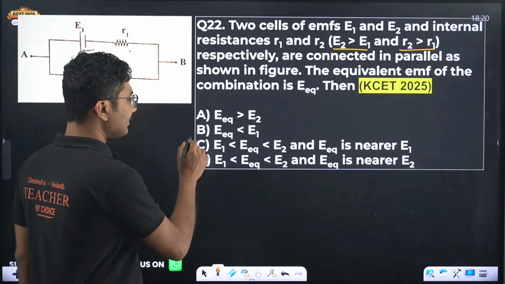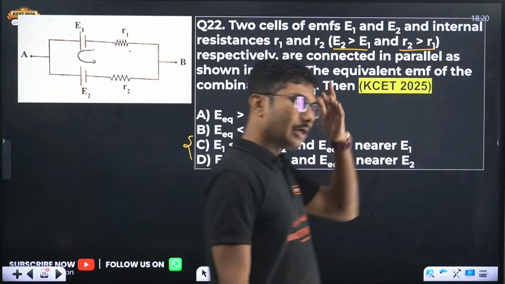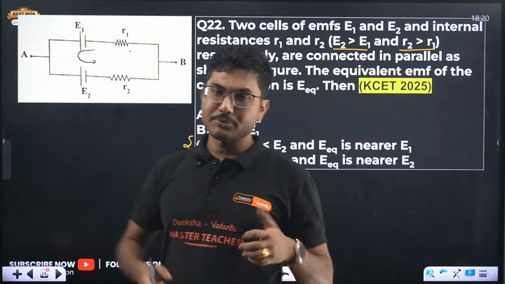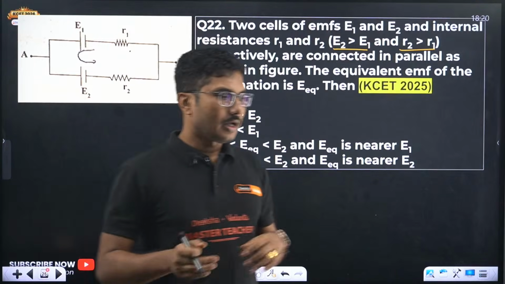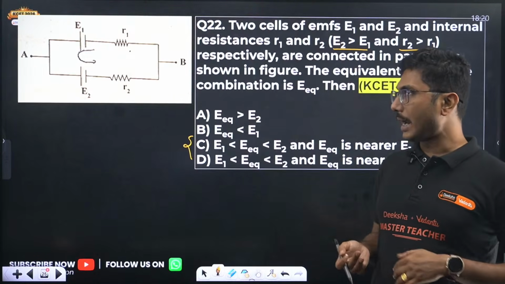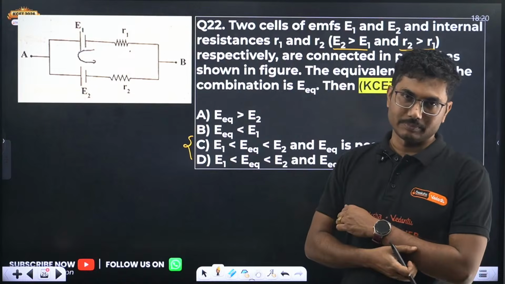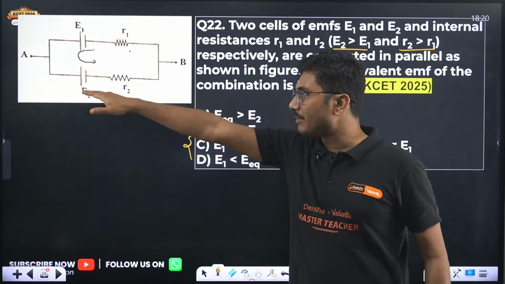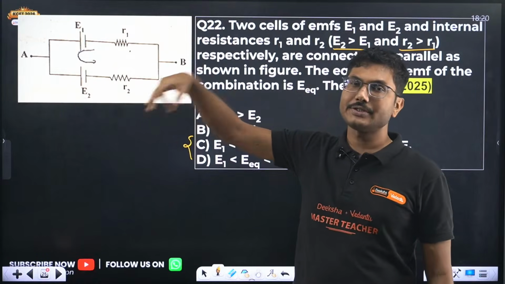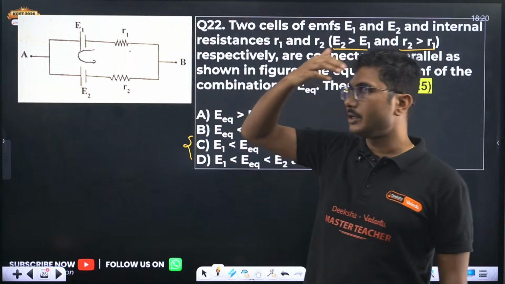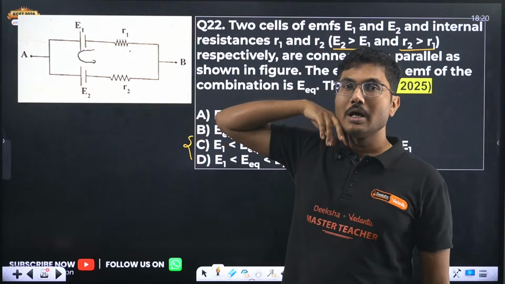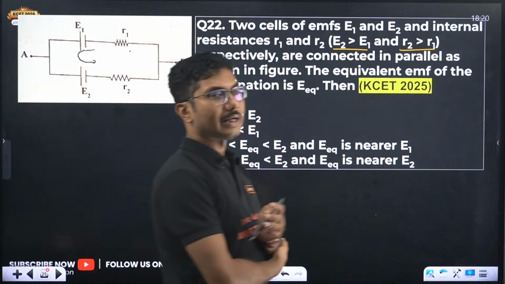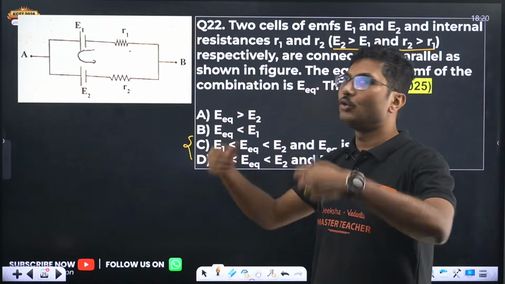So obviously we can guess that one of these two should be the correct answer. When two cells are in parallel, the equivalent EMF should be between these two. It cannot be more than that, and it cannot be less than that as well. In the extreme case, if both of them have the same value, the same resistances, the equivalent EMF is exactly equal to this value. Now how to solve this question is completely absurd. Either you know the answer or you don't know the answer.